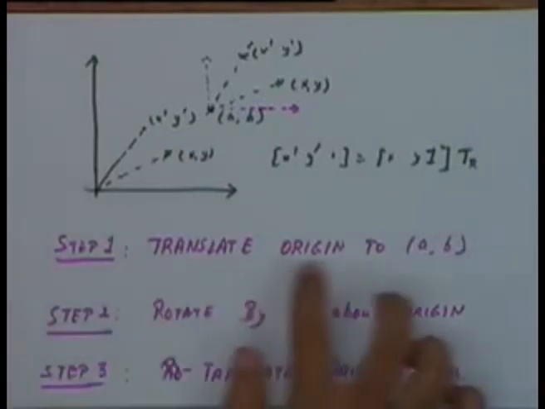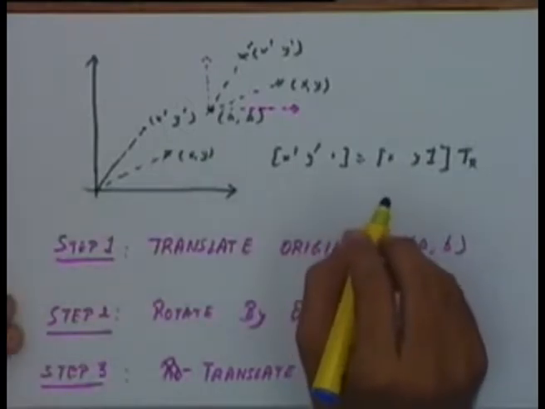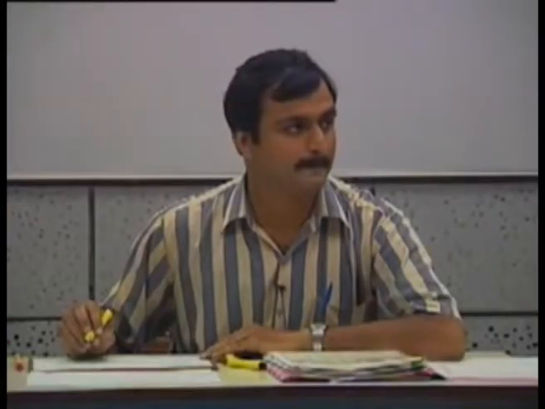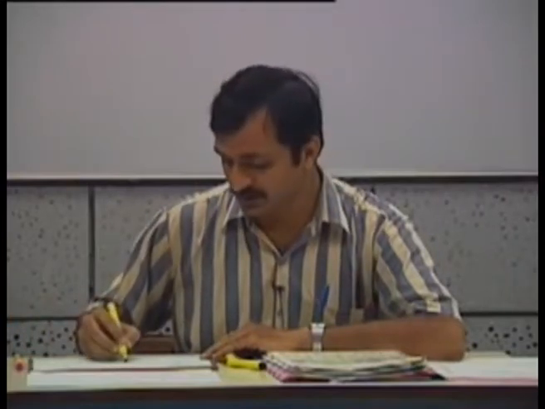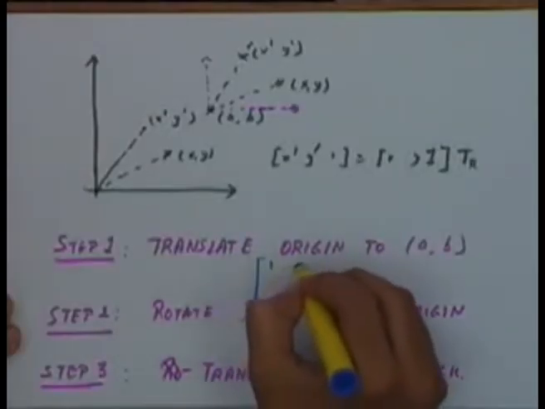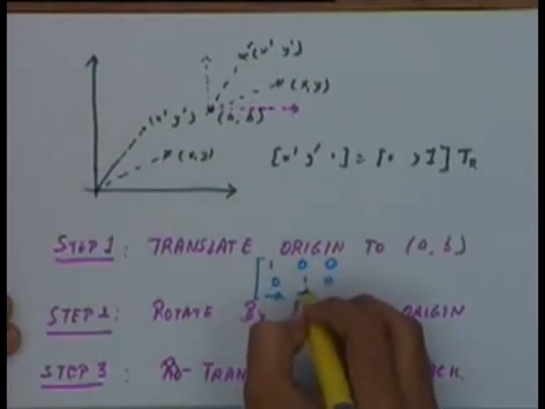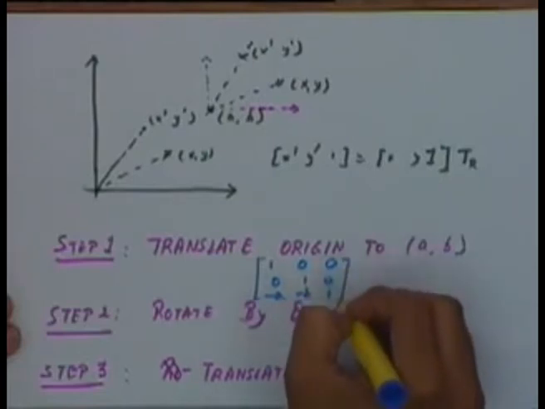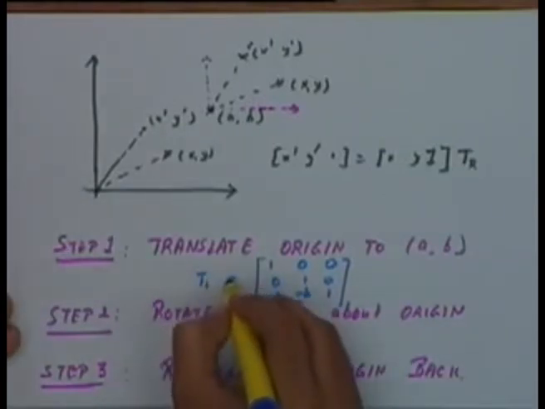And how do we translate the origin to the point A B? What will be the transformation matrix for that? Anyone? Translate all the points by minus a, minus b. Not by A B. So the transformation matrix for this will be 1 0 0, 0 1 0, minus a, minus b, 1. This is the first transformation matrix, T1, which will be equal to this.